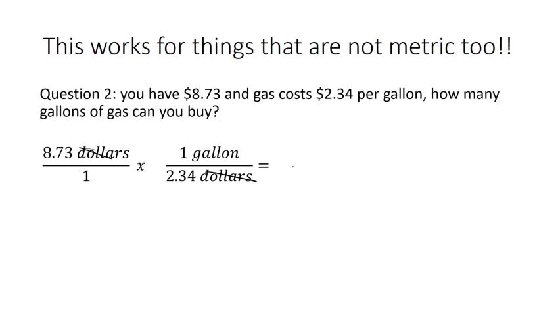We do our math, and 8.73 divided by 1 times 1 divided by 2.34, which basically is just 8.73 divided by 2.34, which gets us 3.73. Dollars as our units cancels out, and we're left with gallons. All right, so we could buy 3.73 gallons of gas. Hopefully everybody sees how this works.